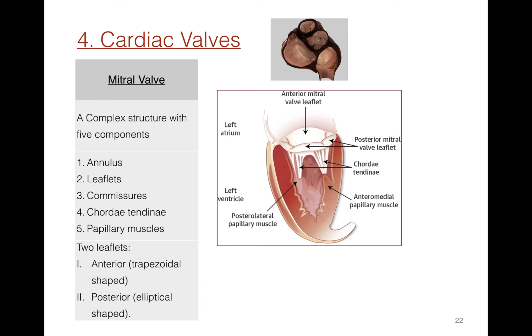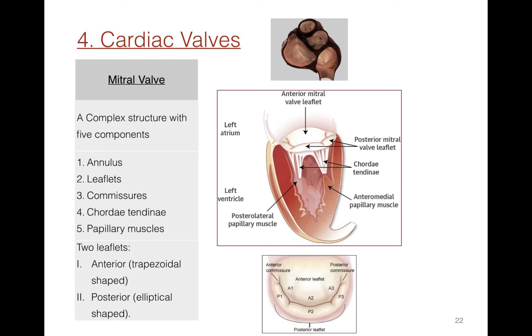The 2 leaflets are the anterior and posterior leaflets. The anterior mitral leaflet is more trapezoidal in shape. In contrast, the posterior leaflet is more elliptical or crescent shaped.